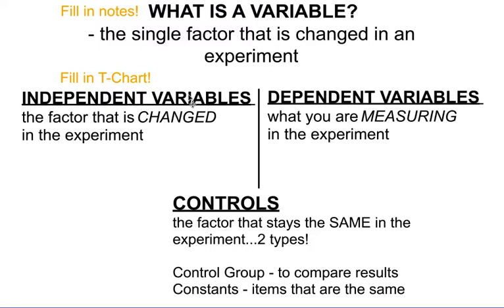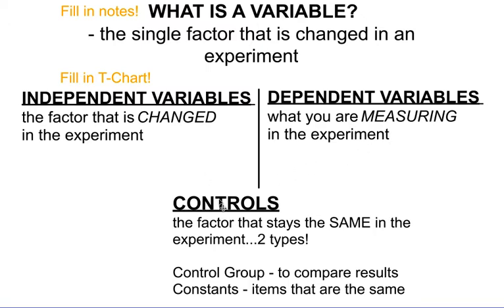So we have independent variables. This is what you're testing or changing in an experiment. There's dependent variables. This is going to be what you are measuring in the experiment. The dependent variable depends on what changes. So this is what you're measuring.